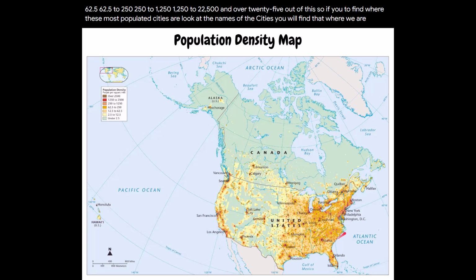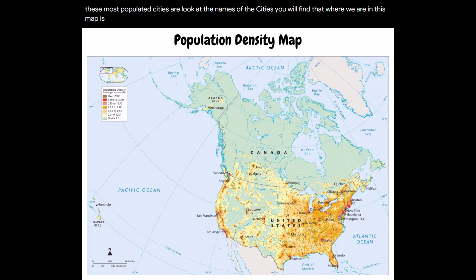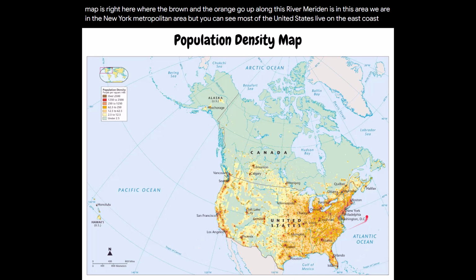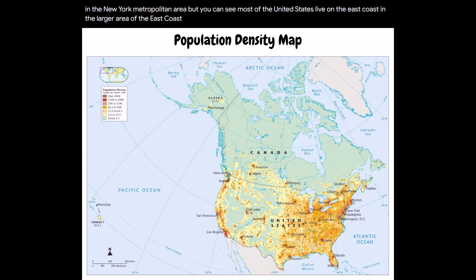Where we are in this map is right here where the brown and the orange go up along this river. Meriden is in this area. We are in the New York metropolitan area. But you can see most of the United States live on the East Coast, in the larger area of the East Coast. And then on the West Coast, it's mostly right at the coastline. And if you look at Canada, you can see most people live pretty much from the lake, and you just go straight over to Quebec.